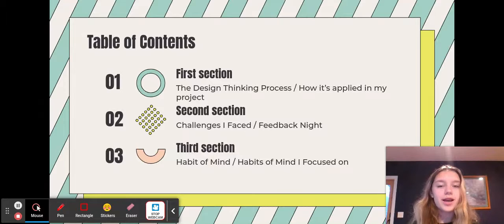Table of contents. In the first section of this presentation, I'll be talking about the design thinking process and how I incorporated it and used it in my project. Next, I will talk about the challenges I faced, how I overcame them, and how feedback night helped. And lastly, I will talk about the habits of mind and which ones I improved in.